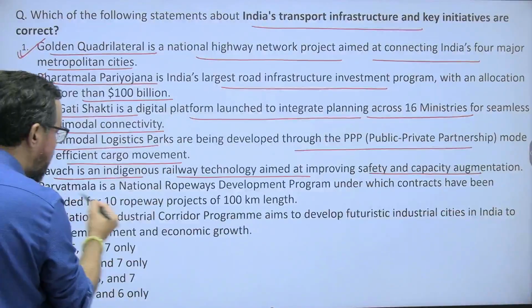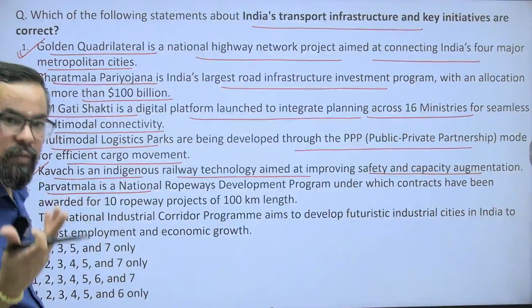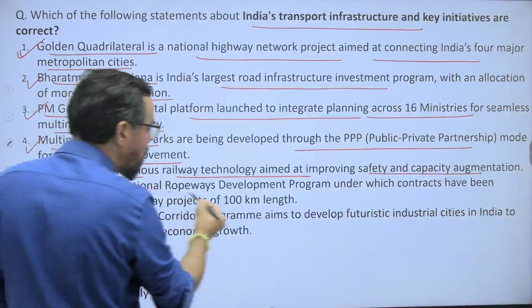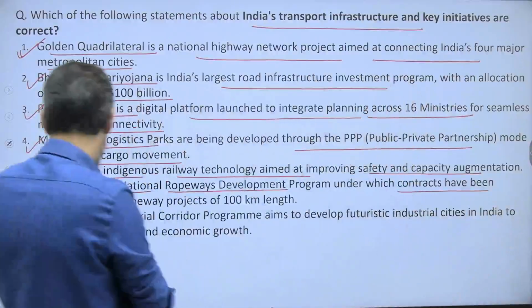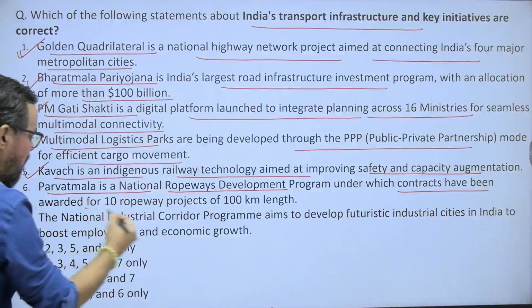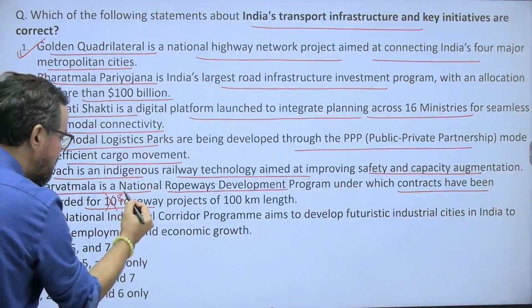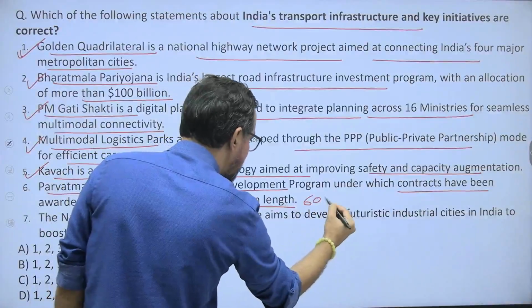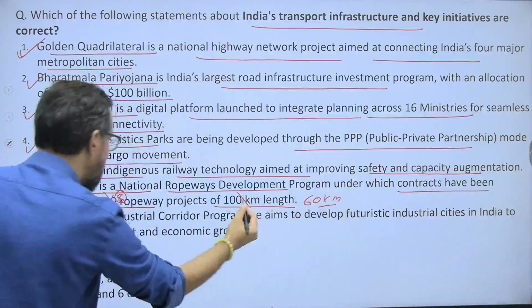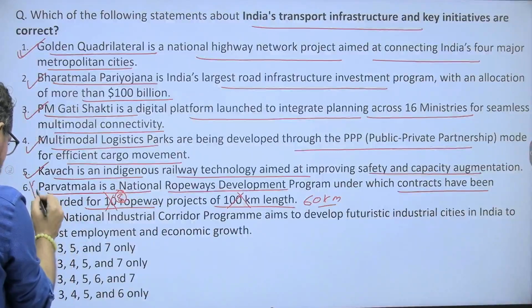Bharat Parvatmala is a ropeway project, the National Ropeway Development Program, under which contracts have been awarded for 8 ropeways during the budget, covering 60 kilometers. So statement 6 is wrong.